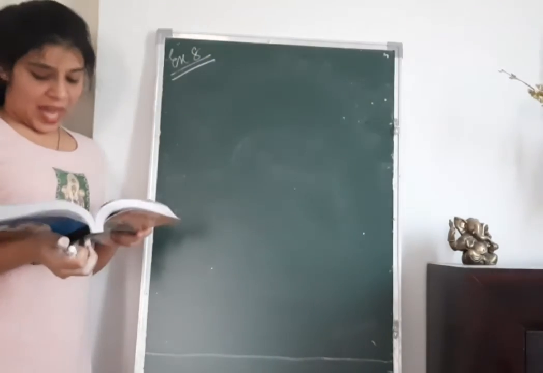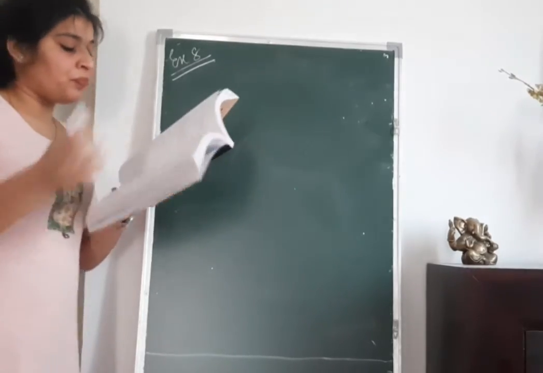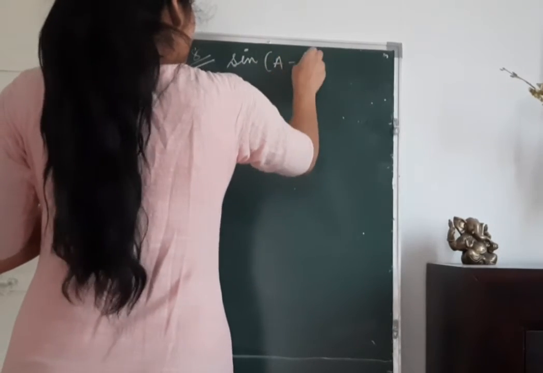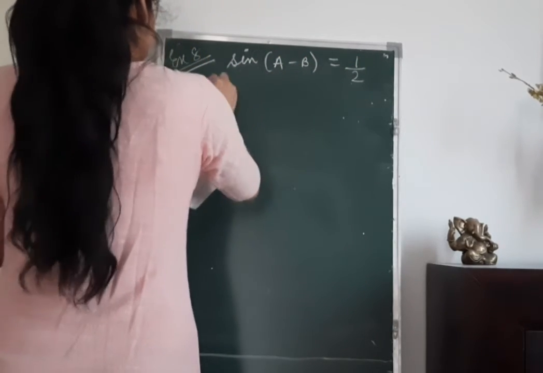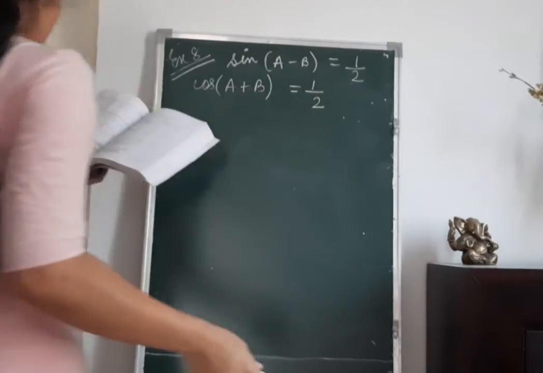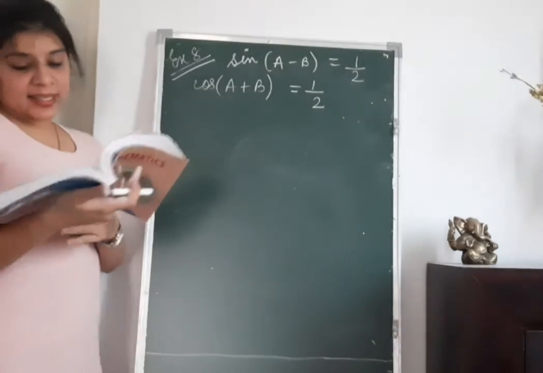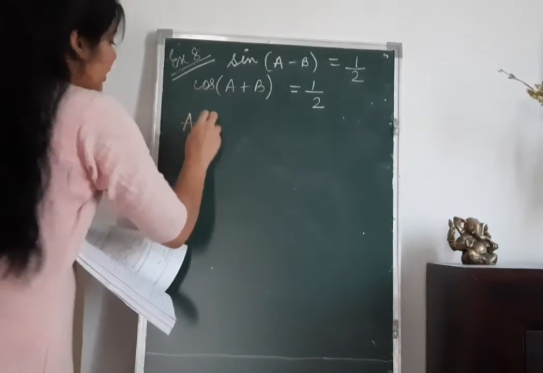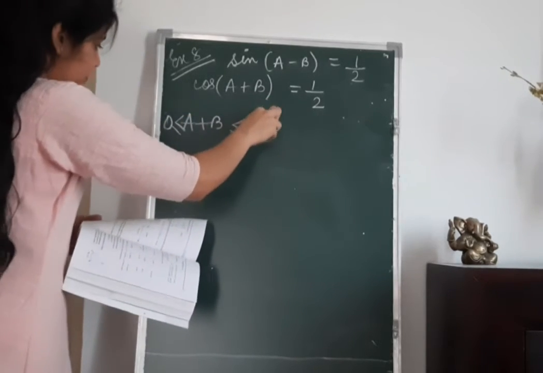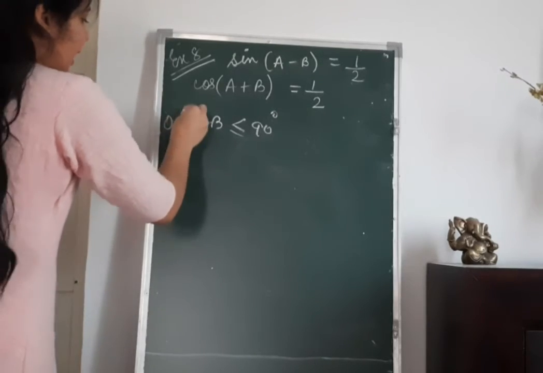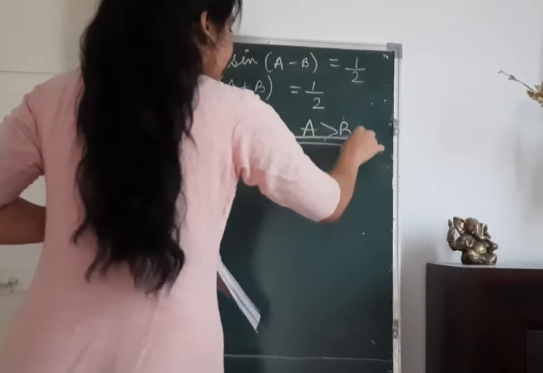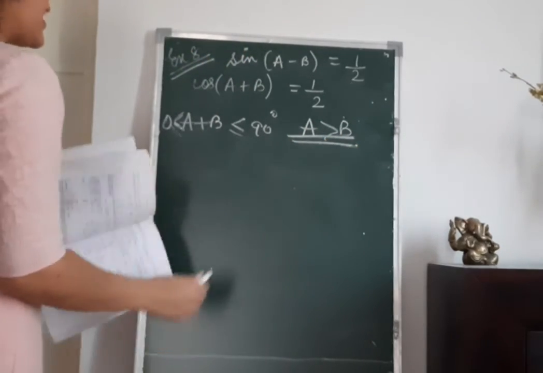If sine of angle A minus B is equal to half and cos of angle A plus B is equal to half, where A plus B is less than or equal to 90 degree, clearly saying that A plus B lies between 0 and 90 degree, and angle A is greater than B, then find out the value of angle A and B.